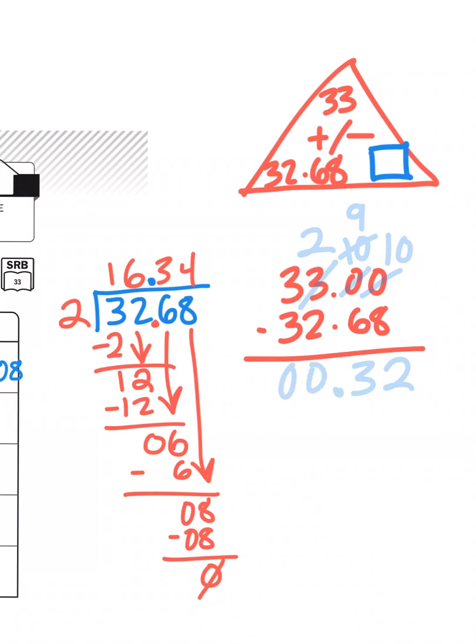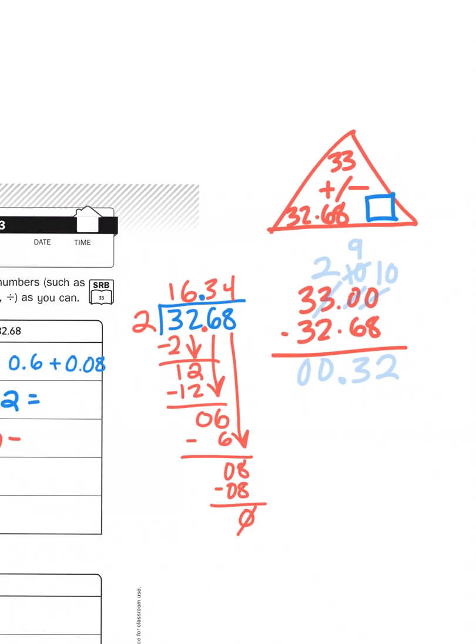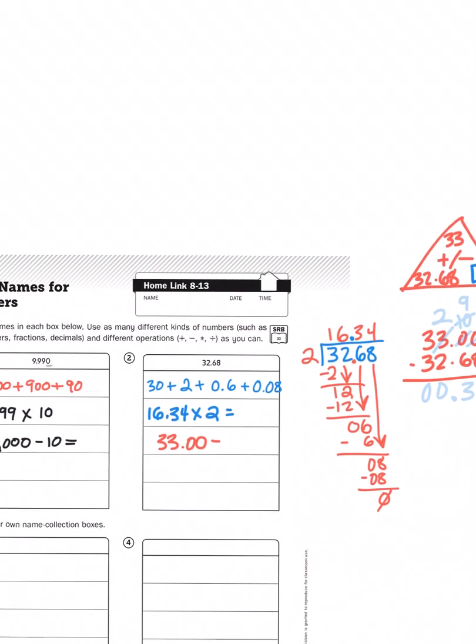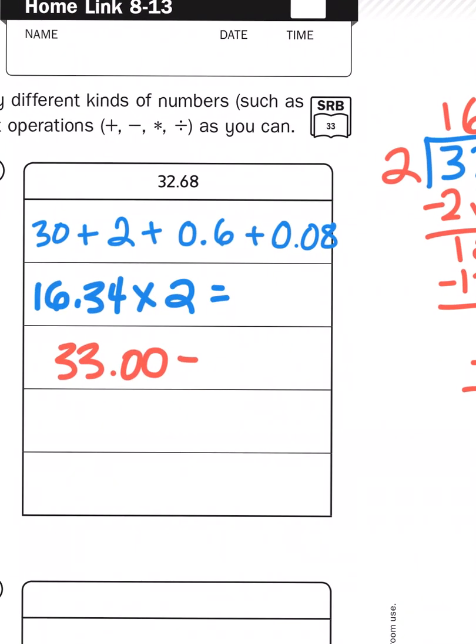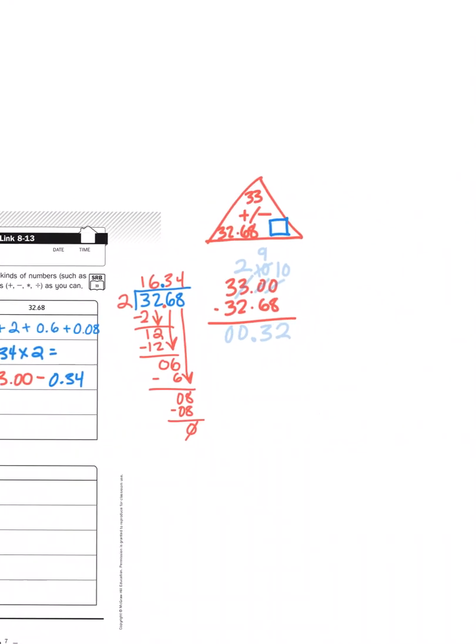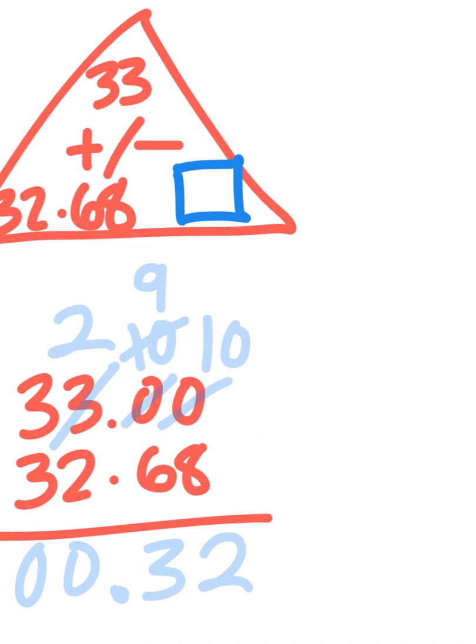And I find that the difference between 33 and 32 and 68 hundredths is just a measly 32 hundredths, which now tells me what I would subtract from 33 to get a difference of 32 and 68 hundredths. I would subtract 0.34. That would be my missing number in this fact family, 0.34. Okay?